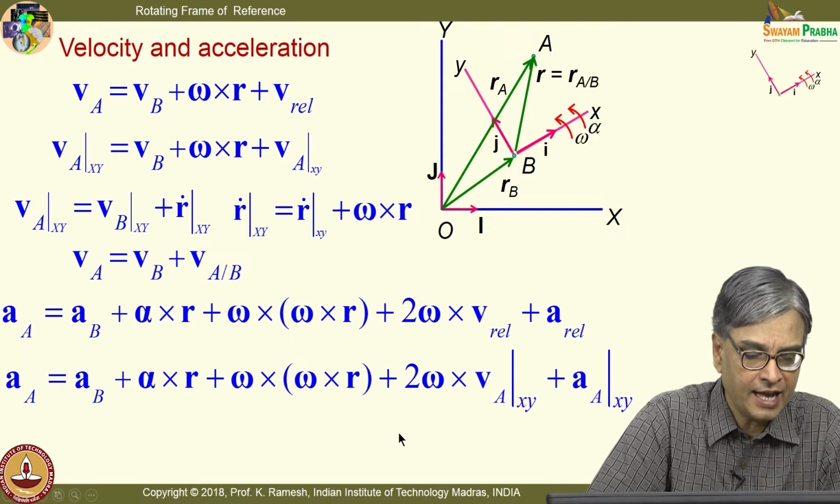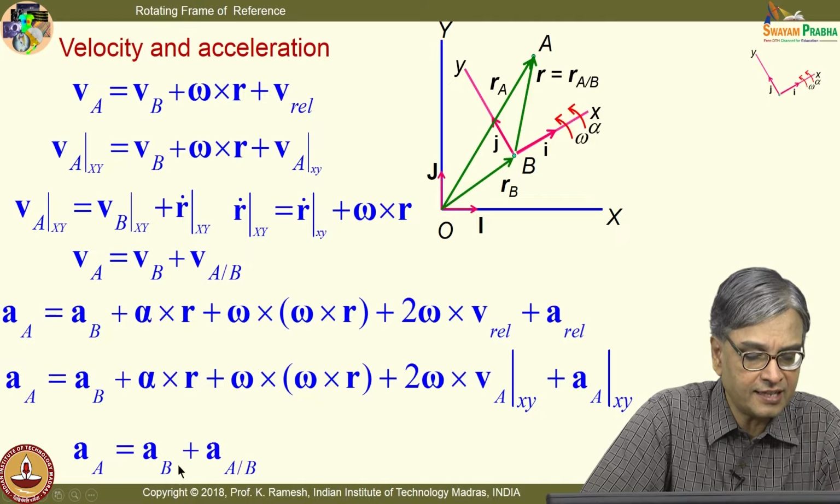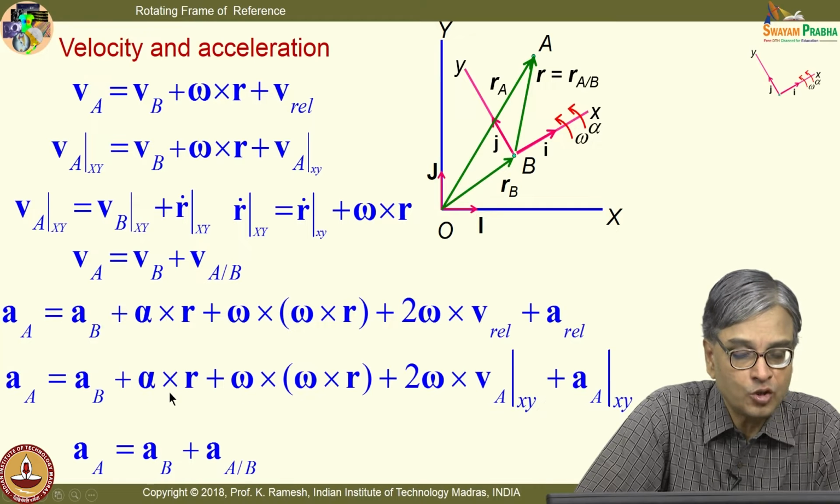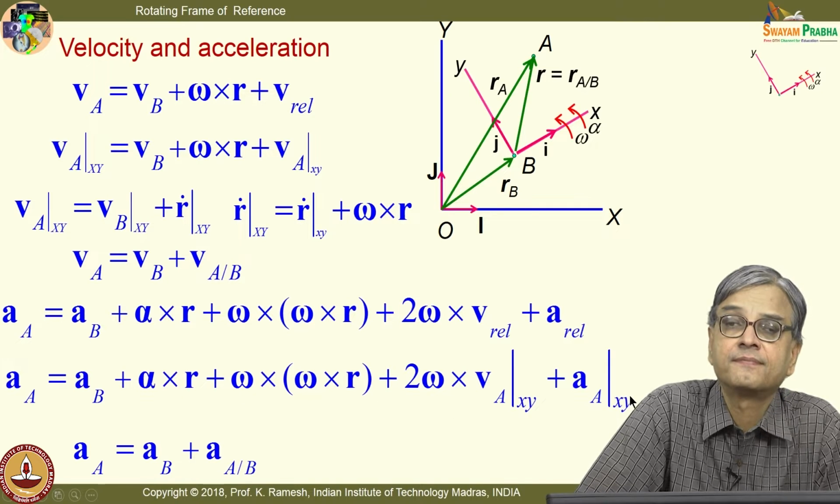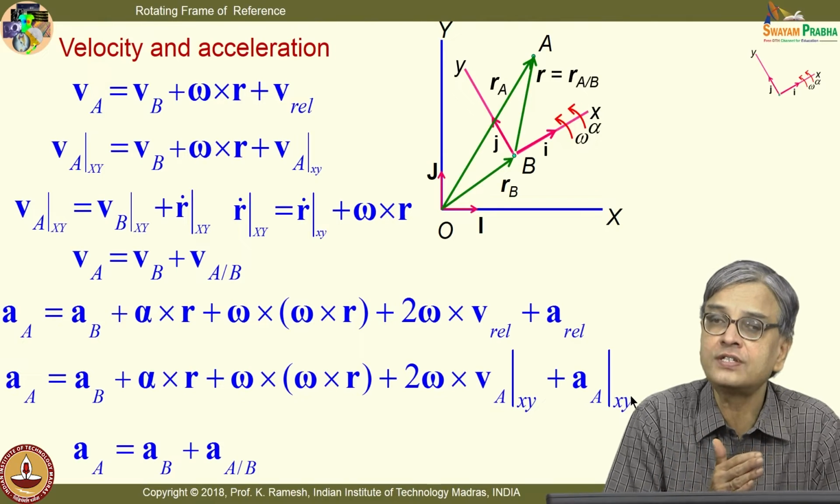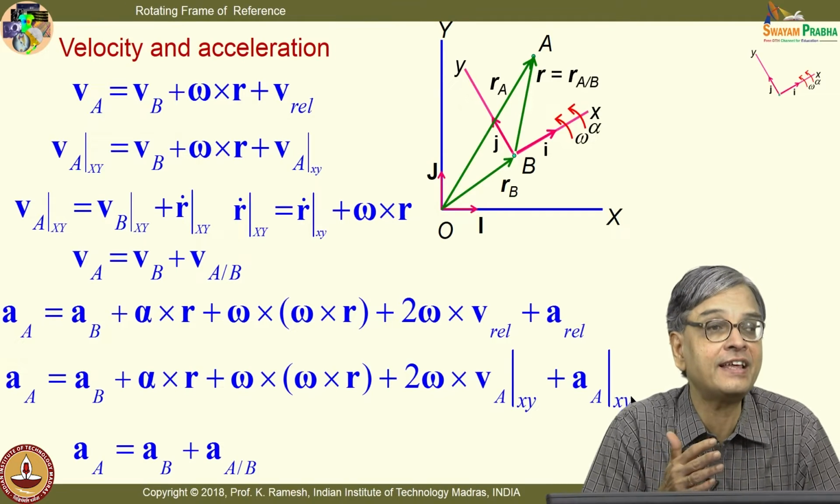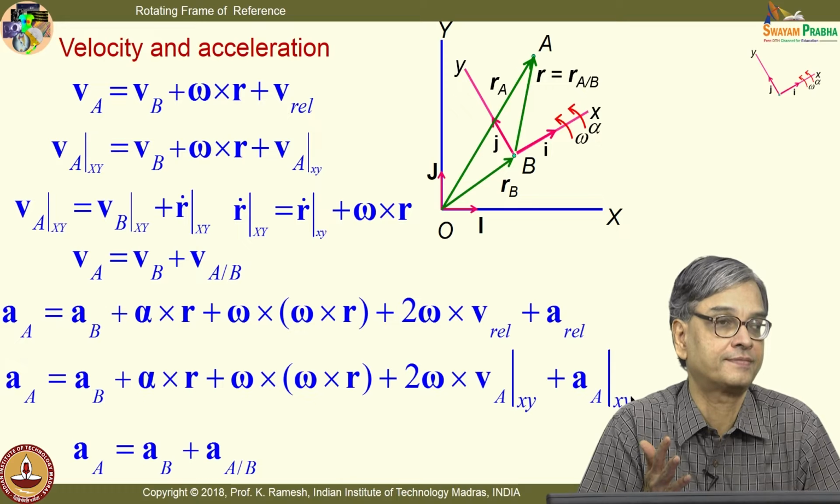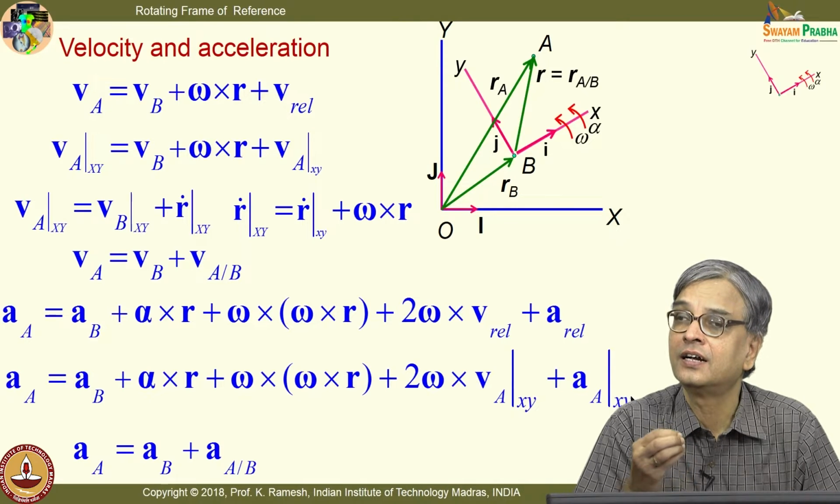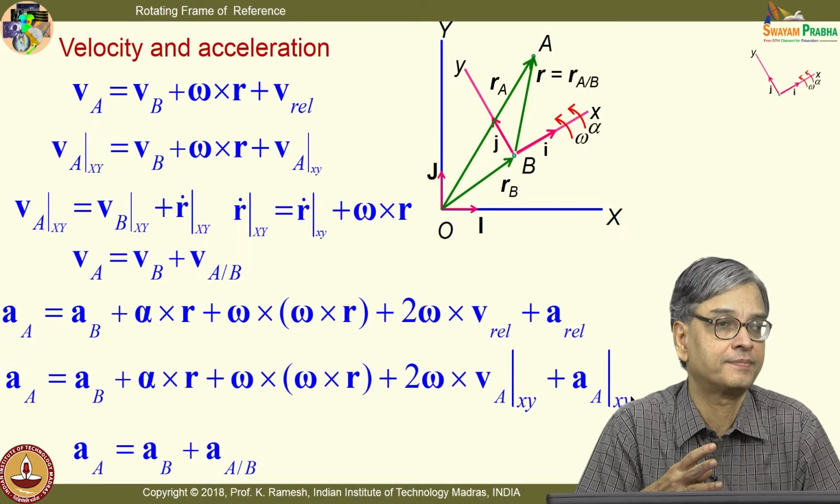And here again I can write acceleration A as acceleration B plus acceleration of A with respect to B. The acceleration of A with respect to B now has so many terms, 4 terms you have. So, what we have learnt is our ultimate objective is to get the absolute acceleration and absolute velocity, and we use the rotating frame of reference as an intermediary to do all the computations. It actually simplifies your analysis of a physical problem.